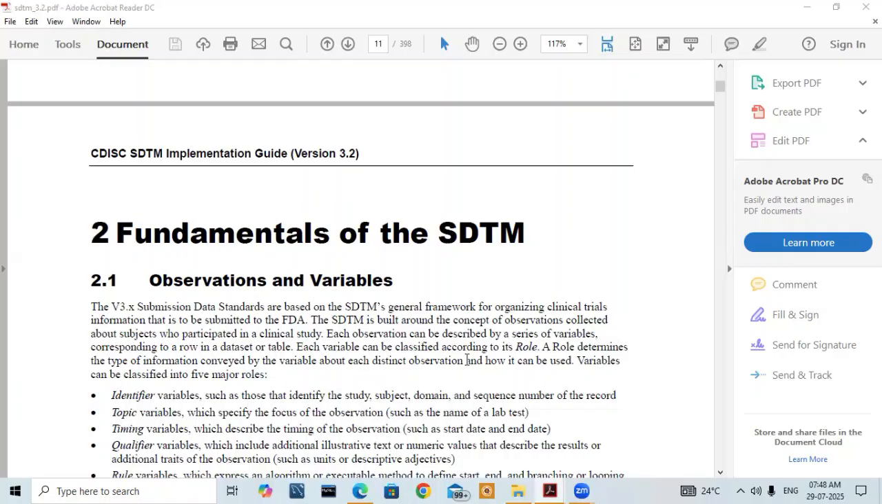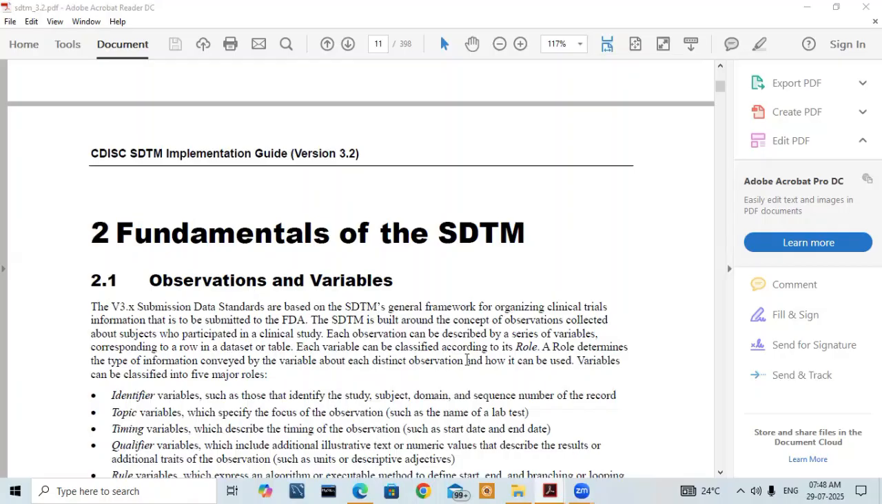Whatever clinical trial data we collected on the CRF, which we have already seen, is standardized into tables. Those tables are known as SDTM domains. What do you call these tables? SDTM domains.